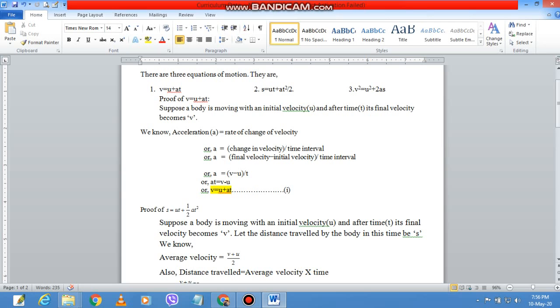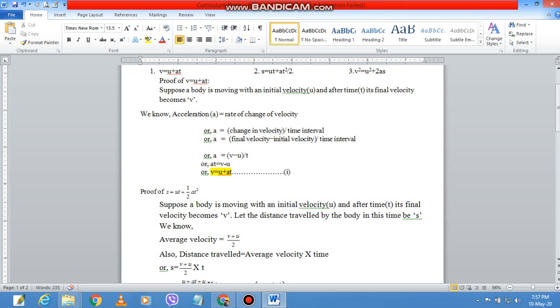If we cross multiply this, a multiplied by t will be equal to v minus u. On arranging this, we get v equals u plus at, which is the first equation of motion. Let me repeat again, v equals u plus at, first equation of motion. Now moving to the second equation of motion, that is s equals ut plus 1 by 2 at square.